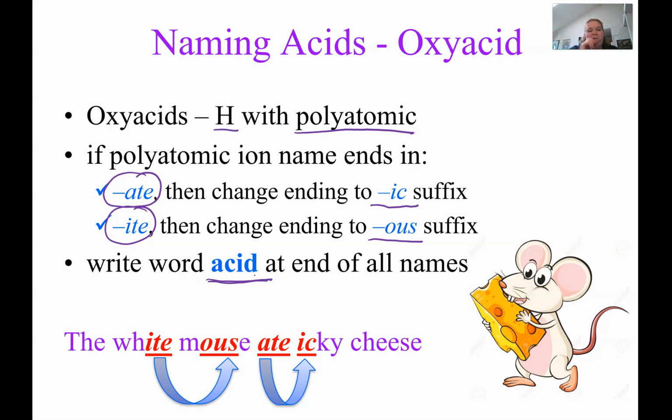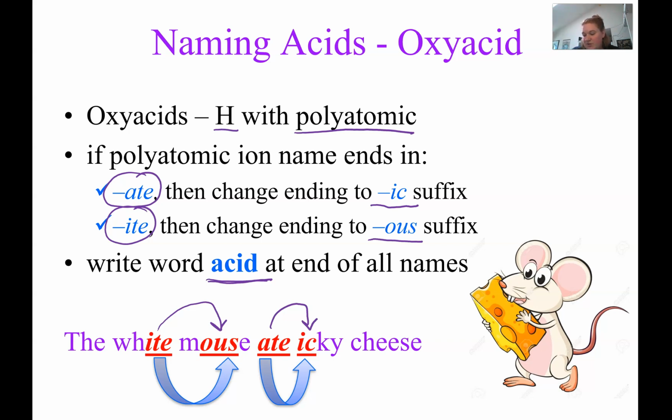And the way that I remember this, I think actually one of the tutors I had in my class years and years ago taught this to me, is that the white mouse ate icky cheese. So if your polyatomic ends with ite, you change it to ous, and if it ends in ate, you change it to "ic." Again, it's silly, but you'll remember it.